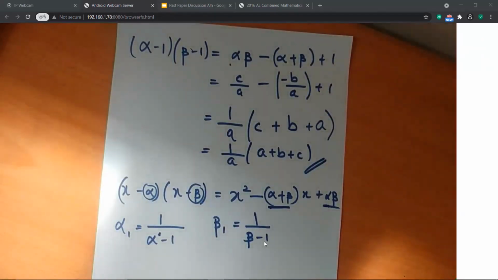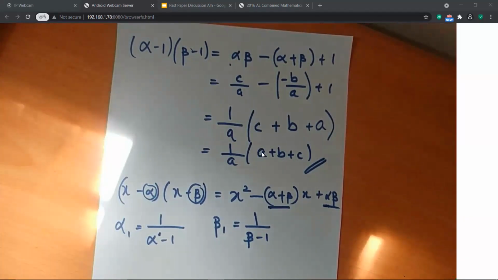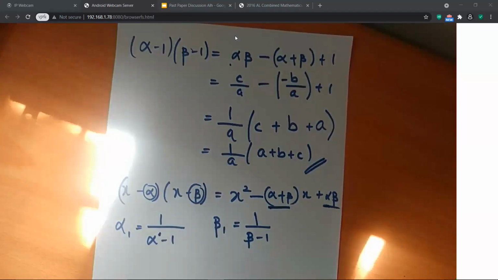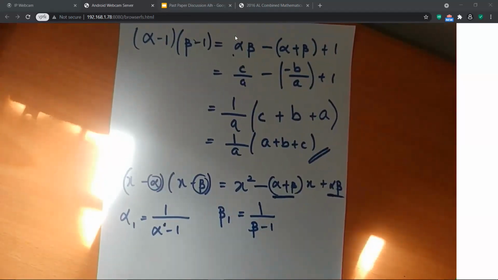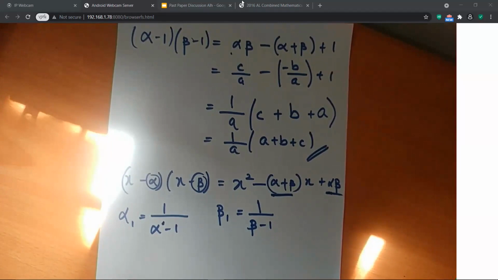Yes, can you see the screen? Yeah, I can see the screen. Sorry for that, it's a bit of a technical issue. Okay, so let's move on.